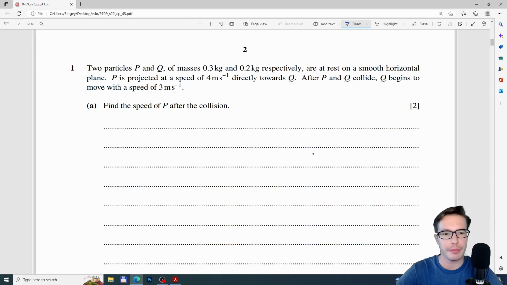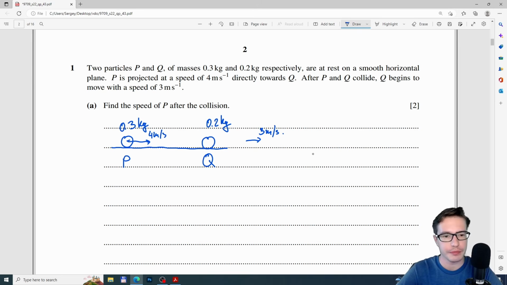Okay, question 1 is about momentum conservation, and I'm going to draw the diagram first. So we have two particles, P and Q. Mass of P is 0.3 and the mass of Q is 0.2 kilograms. Now P is projected with velocity 4 meters per second. Then after the collision, Q starts to move with velocity 3 meters per second. And we have to find the speed of P after the collision.